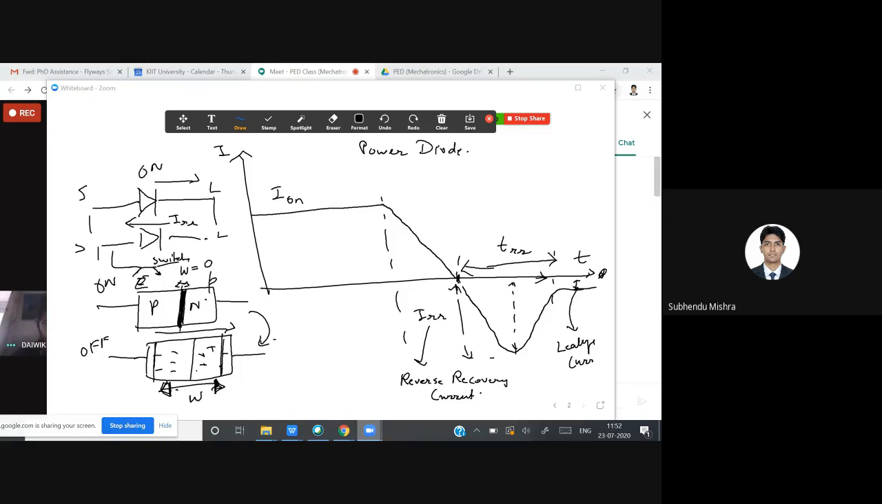Okay, sir. So this is the reason that we are having a reverse recovery and the reverse current is flowing. And this reverse recovery current is dissipating in other switches, or in the other parts of the circuit.